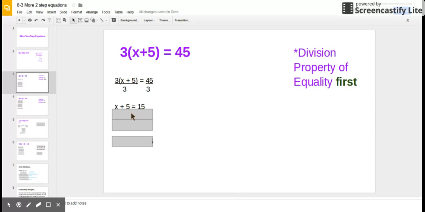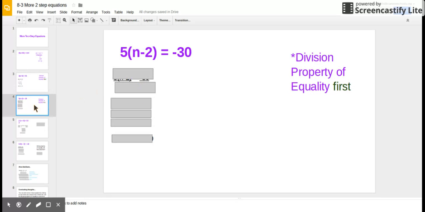Now I can go through and solve this. I would subtract 5 on both sides, and then I would get x to equal 10. And then I would just check my work. This part is all the same as what we learned earlier. The only thing that changes is this. Again, you can distribute if you want, but this right here is actually a little bit faster.